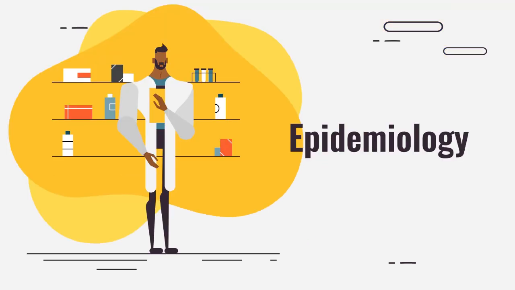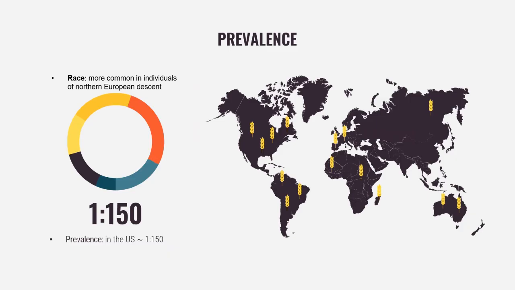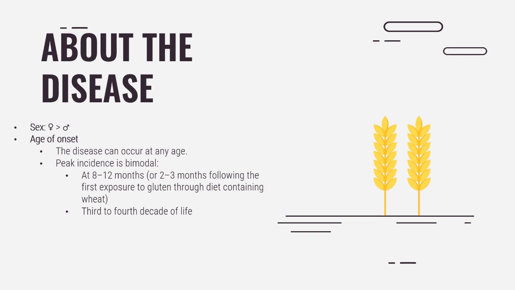Then we'll move to the epidemiology of this condition. This condition occurs more commonly in individuals of Northern European descent, and in the US the prevalence of it is 1 in every 150 individuals. It occurs more in females than males, and it can occur at any age. However, most commonly it occurs at two peaks, from 8 to 12 months, or in the third to fourth decade of life.